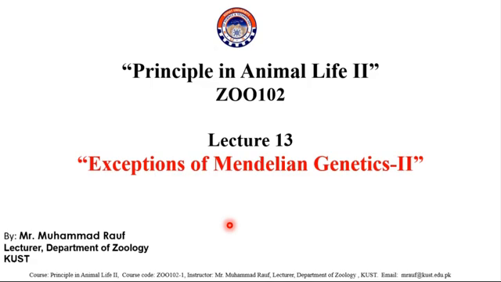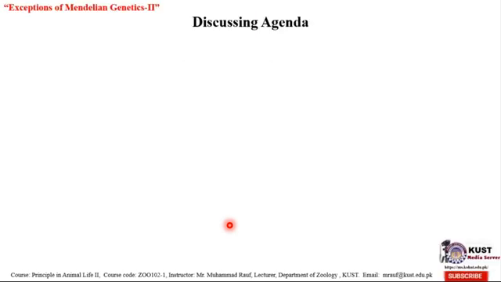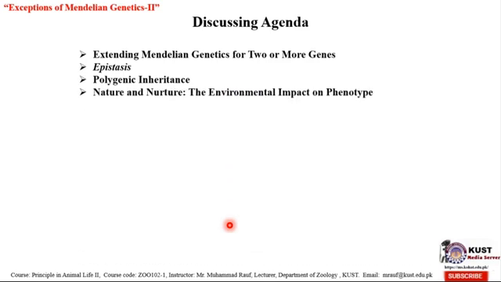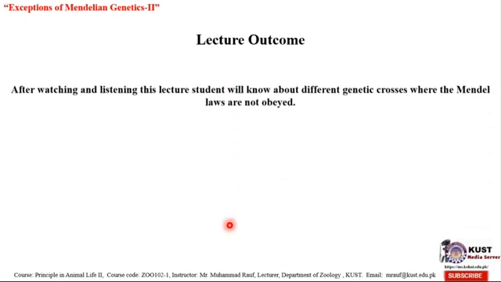We have already had one lecture on this topic where we discussed a few examples, and in this lecture we will further explore examples that violate the principles of typical Mendelian genetics. The agenda for the topic will be extending Mendelian genetics for two or more genes, epistasis, polygenic inheritance, nature and nurture, the environmental impact on phenotype. Lecture outcome: after watching and listening to this lecture, students will know about different genetic crosses where the Mendelian laws are violated.